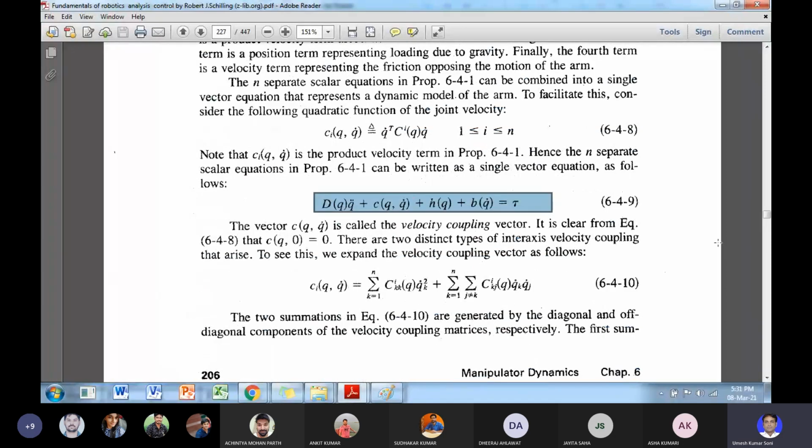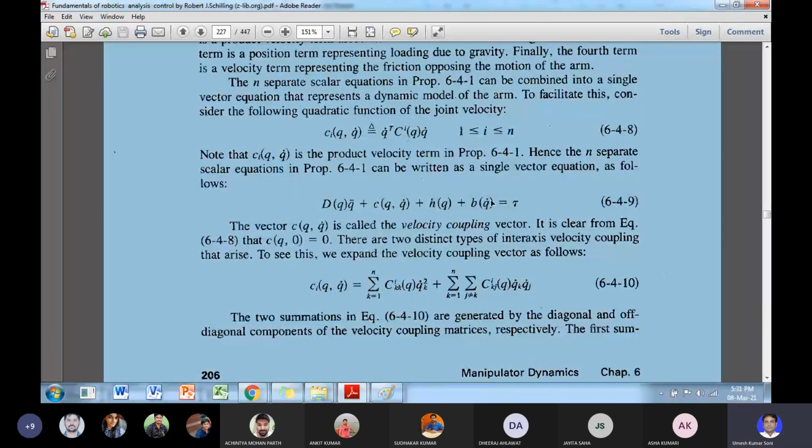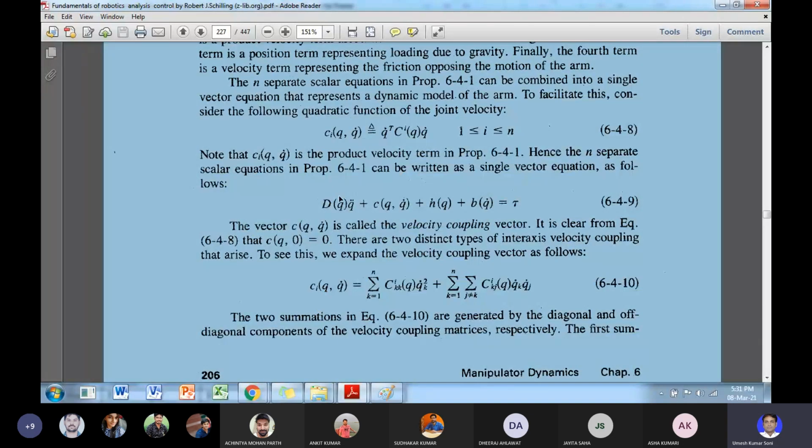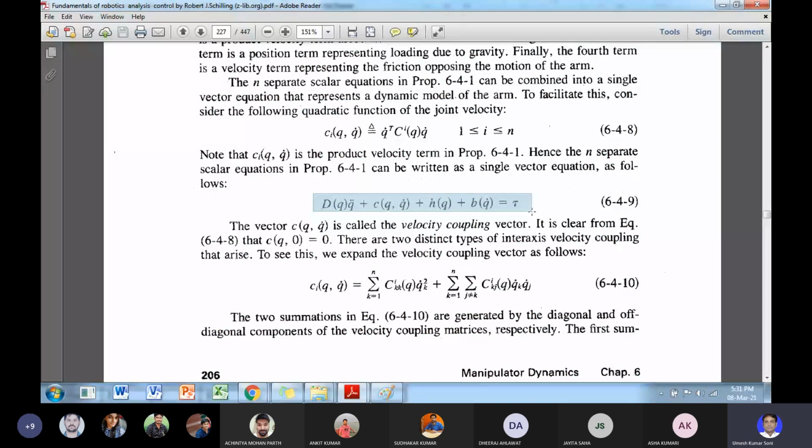Okay, this equation should be noted in mind, that this is the simplified equation for the link, the torque or force generated in the link. Here q dot is the velocity coupling vector, and this is calculated by using these equations.